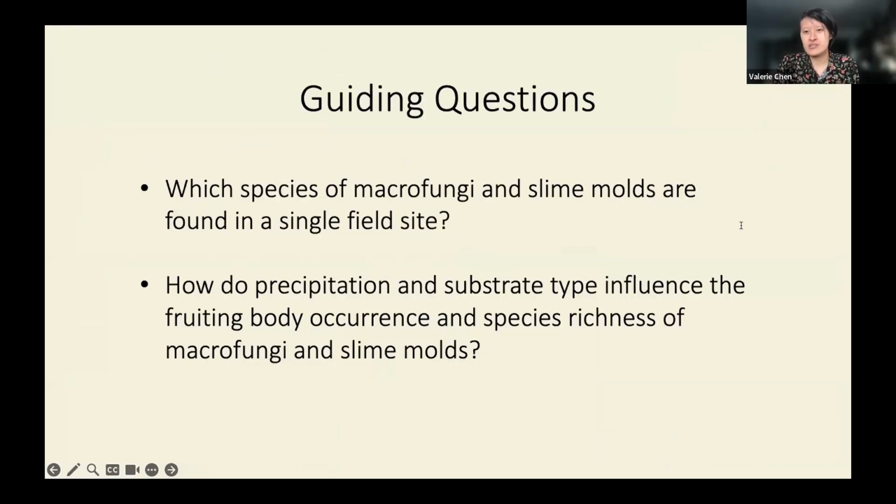So the questions that guided my survey were which species of macrofungi and slime molds are found in a single field site. I was really motivated by the lack of macrofungi included in conventional biodiversity inventories. And how do precipitation and substrate type influence the fruiting body occurrence and species richness of macrofungi and slime molds?